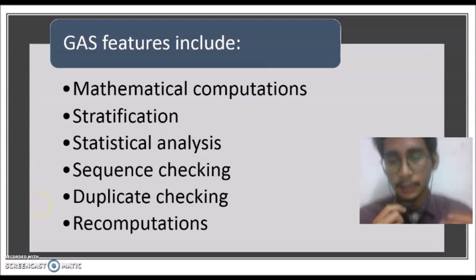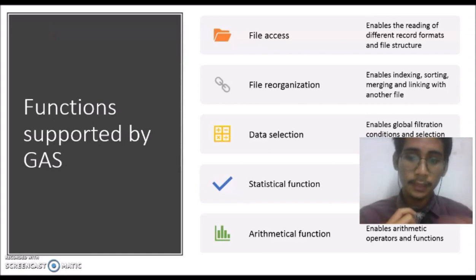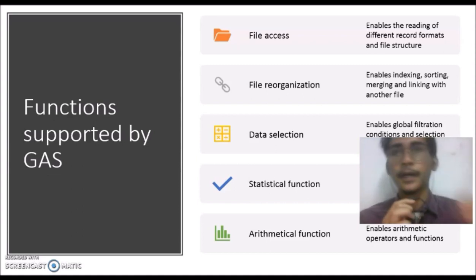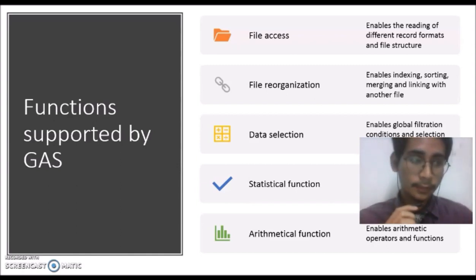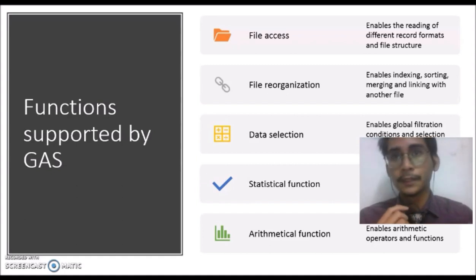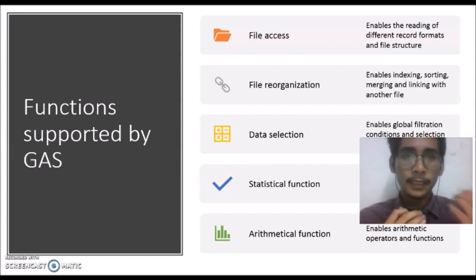This list shows a few of the features included in generalized audit software, which are the functions it supports: file access, file reorganization, data selection, statistical functions, and also arithmetical functions. If you look back at file access, just like I explained before, we inserted the invoice data from an Excel file. So we don't need a specific ACL file to conduct the analysis, we can also transfer the file from an Excel file. ACL actually has the capability to access different record formats and also file structures.